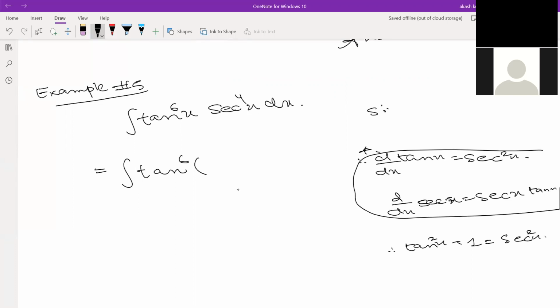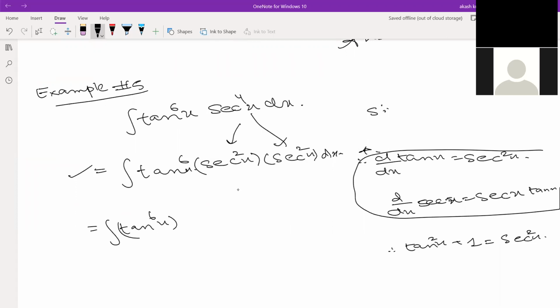So instead of writing this, can I write sec 4x in terms of sec squared x and sec squared x dx? And then my tan 6x stays as it is. Why didn't we do sec squared x and then squared again, like before? In this step, are you talking about? Yes. Okay, tan 6x was as it is. I broke down sec 4x in terms of sec squared x and sec squared x.